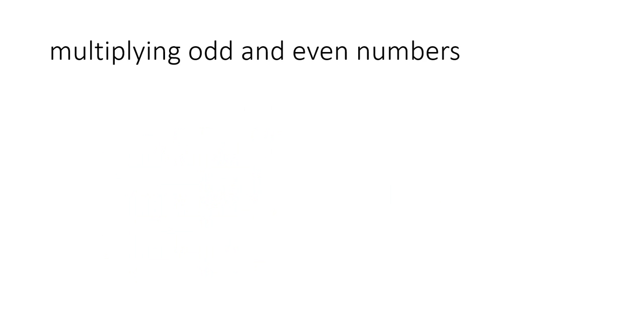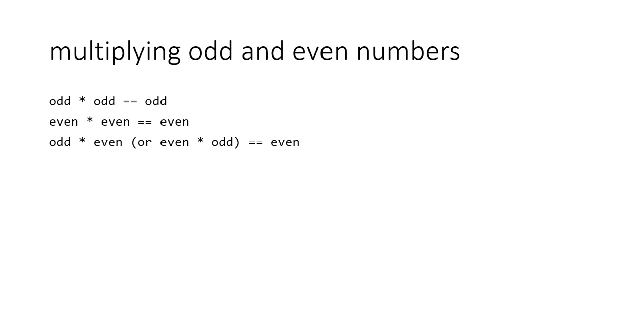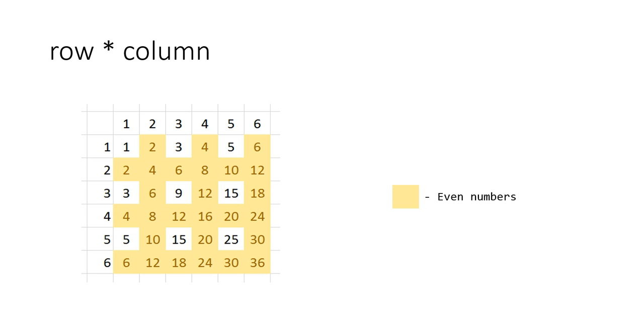So multiplying an odd number times an odd number gives you an odd number, even times an even gives you an even, and an odd times an even gives you an even as well. And if you multiply, instead of adding, if you multiply row and column numbers, you get this kind of waffle shape, which is useful if you want to do something like this.